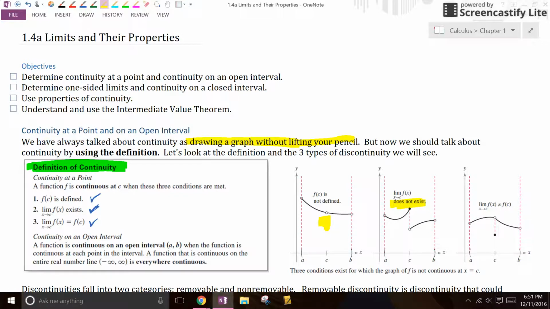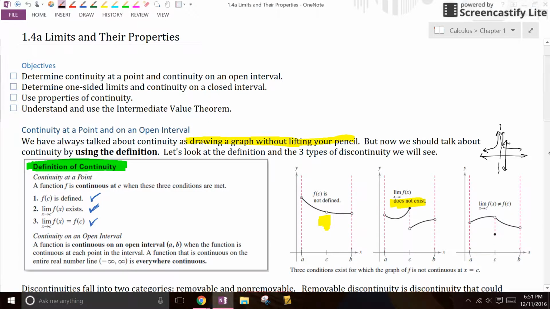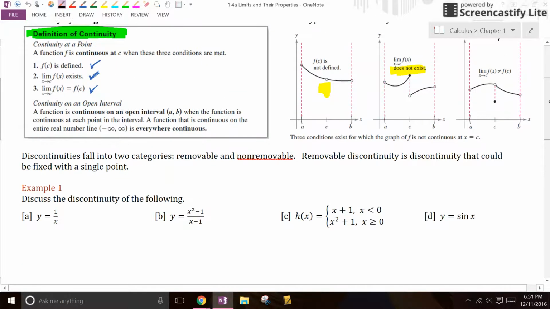And don't forget, there's also infinite discontinuity, where there's an asymptote. If you had a graph that takes off at some point and comes back, that's also a type of discontinuity because the limit doesn't exist. It's not even defined at the point. So that's called infinite discontinuity or an asymptote. So you have a hole, you have a jump, and you have an asymptote. Those are the three types of discontinuity that we will always talk about.